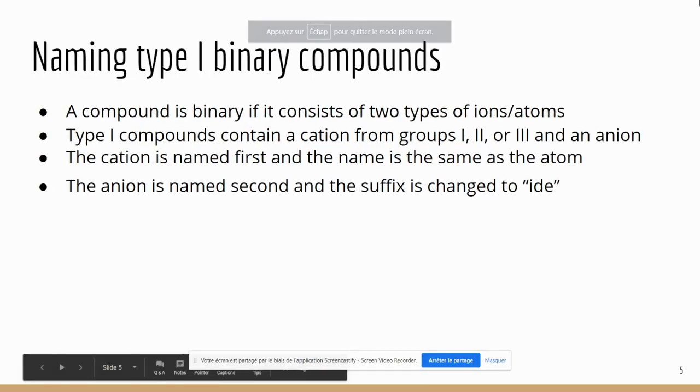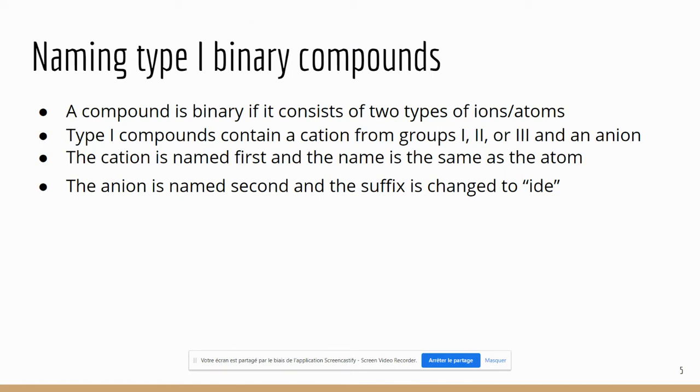Pause here. So we're going to have 3 types and then acids. So the first is our type 1 binary compounds. A compound is binary, if you don't already know it, if it consists of 2 types of ions or 2 types of atoms. Everything we're going to be looking at this chapter is binary.